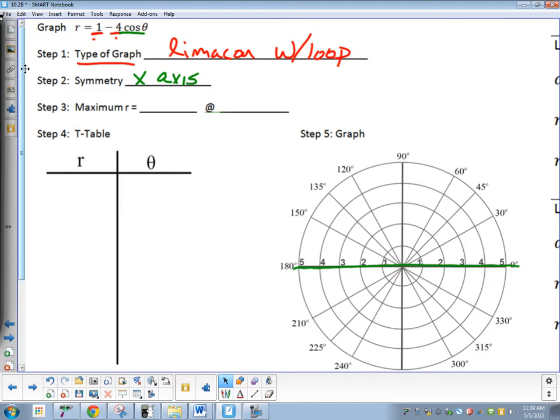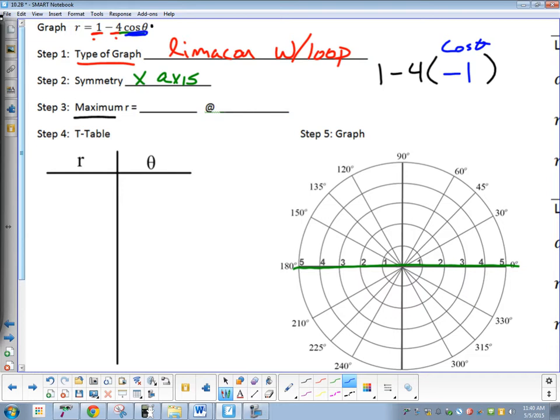Okay? We go to our next spot, which is finding the maximum. So remember how to find the maximum. We're using this equation right here, 1 minus 4 times something. We are plugging something in for cosine here. What number do we want to plug in for cosine that makes that answer as big as possible? It's either 1 or -1, and I hear lots of -1s. Why do we want a -1? To make it a positive, because it's a -4 times -1. That changes it into 1 plus 4, which makes my maximum to be 5.